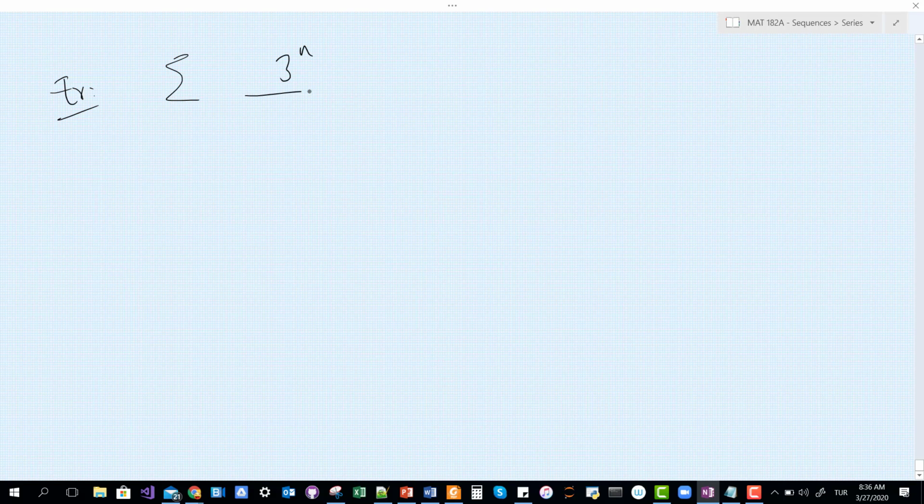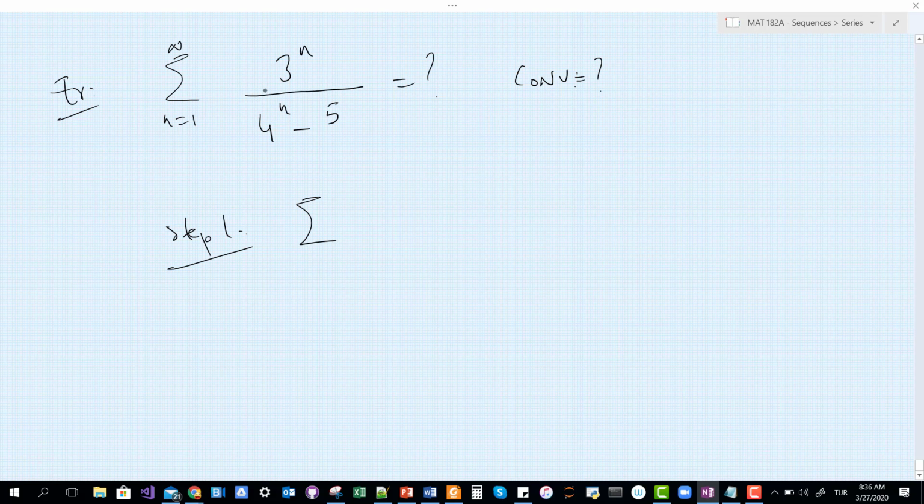Three to the n over 4 to the n minus 5. So we are asking the same question always, as you know, if it is convergent. So step one, as you know, you need to choose a Bn. But if you look, the general term is different than the others. That's why I need to be careful. When I choose something like that, I cannot use the highest term, so there is no highest term in the bottom or in the top.